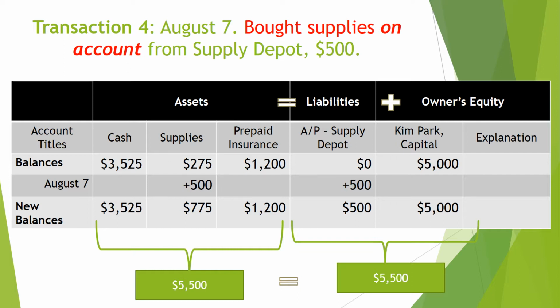Kim Park Capital, $5,000. If we check to make sure our accounting equation is in balance, we are going to add up our three asset account balances and come up with $5,500. Then we will add up our liabilities plus owner's equity. So we will add up our two accounts and we get $5,500. Our accounting equation is in balance.